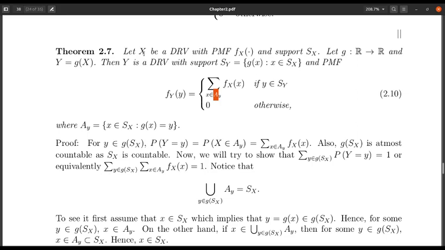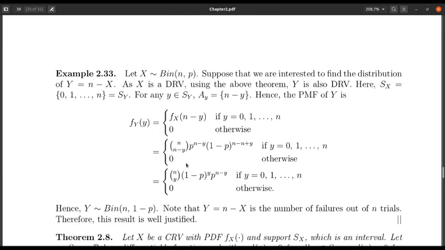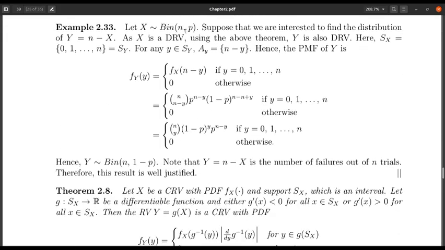If X is discrete, and if I take any transformation of a discrete random variable, it will be discrete, and I can find the probability mass function very easily from the probability mass function of X. Okay, let us take another simple example, which is basically binomial. X follows binomial, so X is a discrete random variable, and we are talking about Y equals n minus X. So the g function is n minus x.